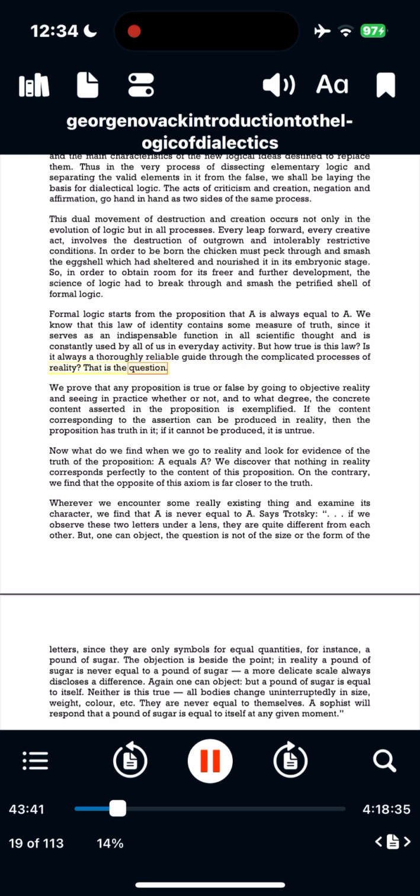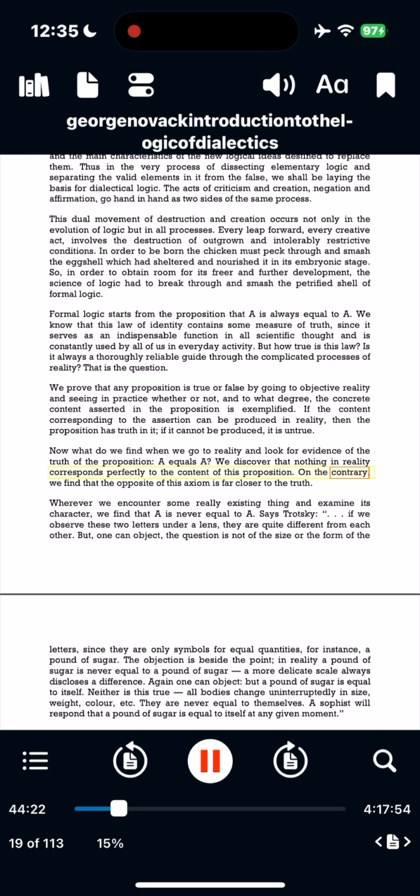That is the question. We prove that any proposition is true or false by going to objective reality and seeing in practice whether or not, and to what degree, the concrete content asserted in the proposition is exemplified. If the content corresponding to the assertion can be produced in reality, then the proposition has truth in it. If it cannot be produced, it is untrue. Now what do we find when we go to reality and look for evidence of the truth of the proposition, A equals A? We discover that nothing in reality corresponds perfectly to the content of this proposition.